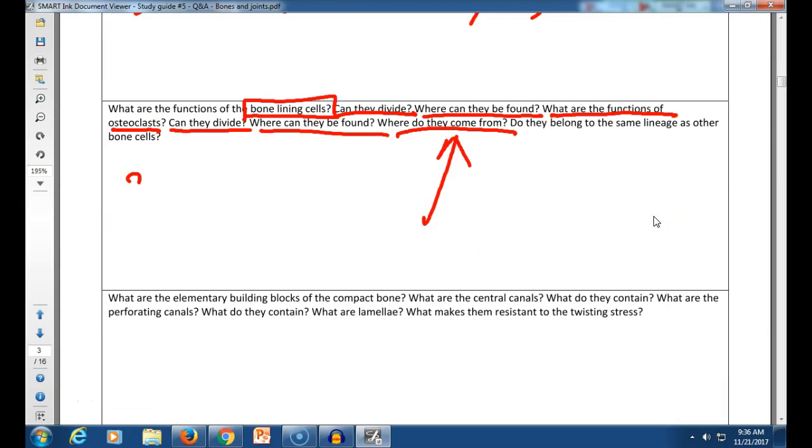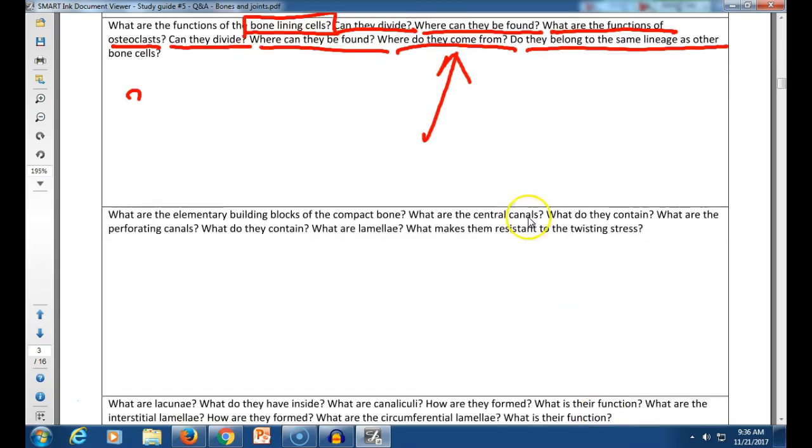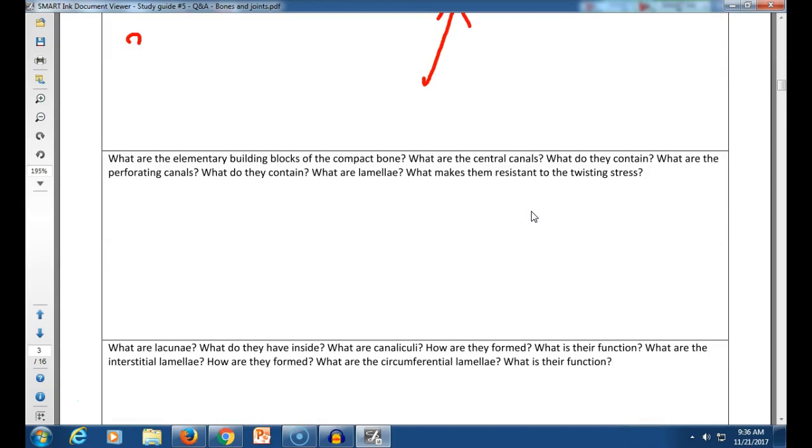So they do not belong to the same lineage. They do not belong to the same family. They belong to a different family of cells. Okay? The osteoclasts. Elementary building blocks of compact bone. How do we call them? Osteons.